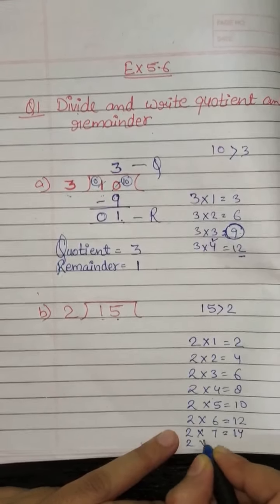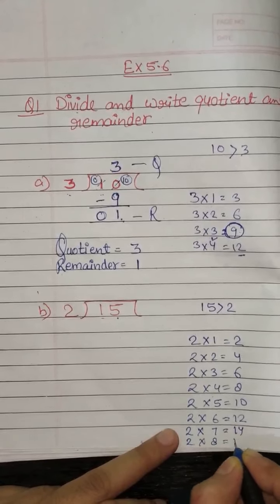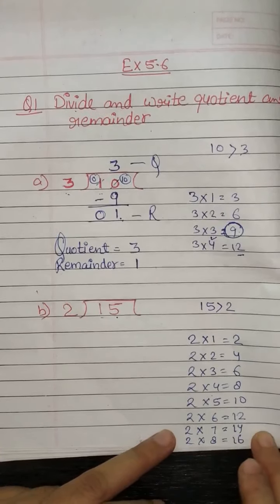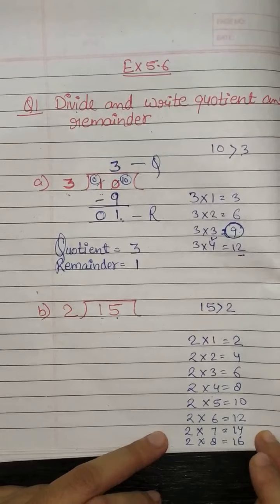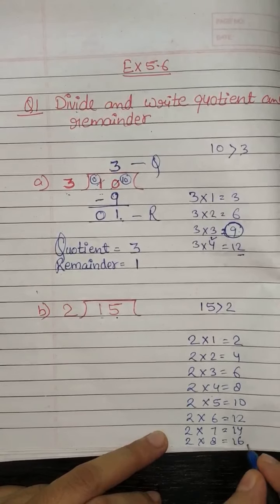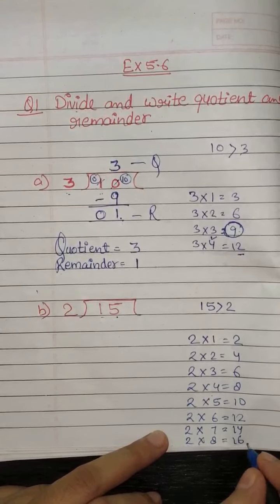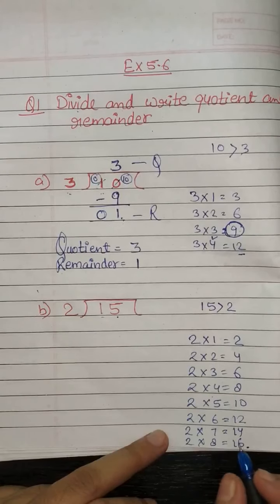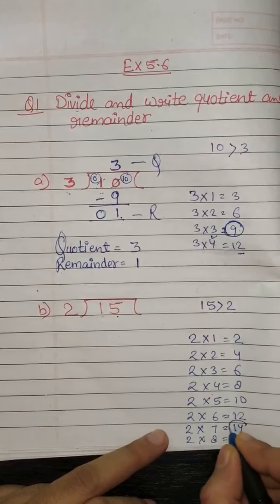2 eights are 16. You can see I'm not getting 15 in this table. I'm getting 16, which is greater than 15. I cannot take 16 because it is greater than 15. I cannot subtract the greater number from the smaller number. So I'll take the multiple that is above it.